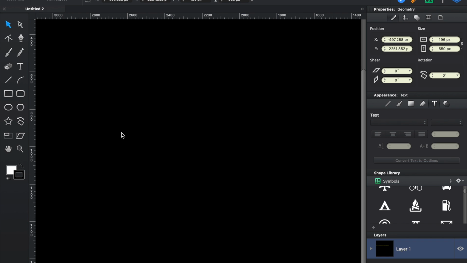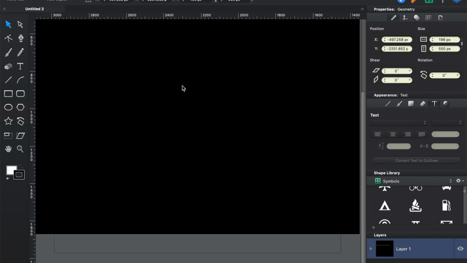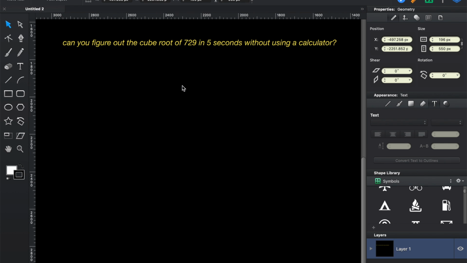If you don't know what a cube root is, please pause the video and go to another video. I don't have a video about cube roots yet. I might have, and it might be up here somewhere where I have my mouse, but I don't have a video yet. I might make a video right after this one about it, but not now.